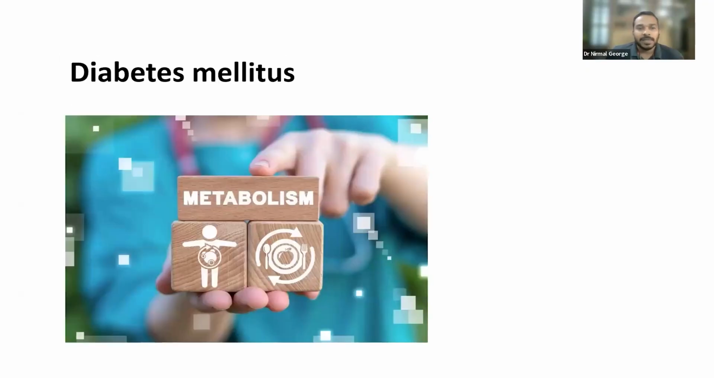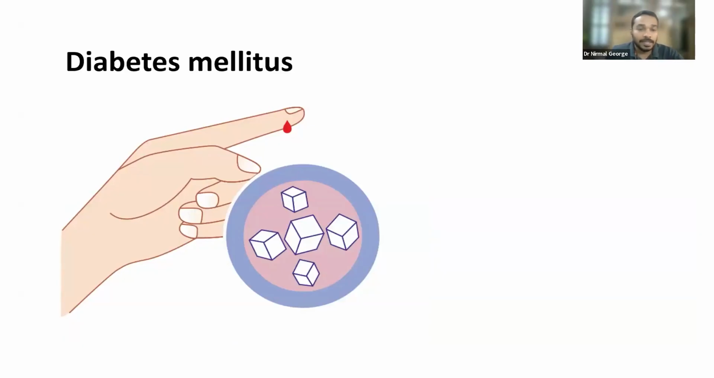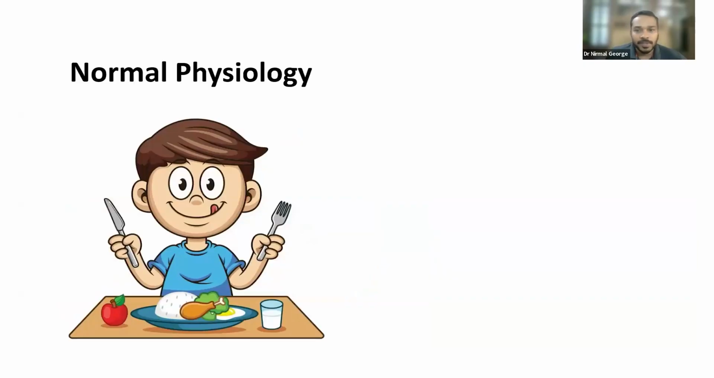So basically, diabetes mellitus is a metabolic disorder which is characterized by elevated plasma glucose, and this is normally due to impaired glucose homeostasis. Let's see what is the normal physiology behind diabetes mellitus and the normal physiology of glucose metabolism.